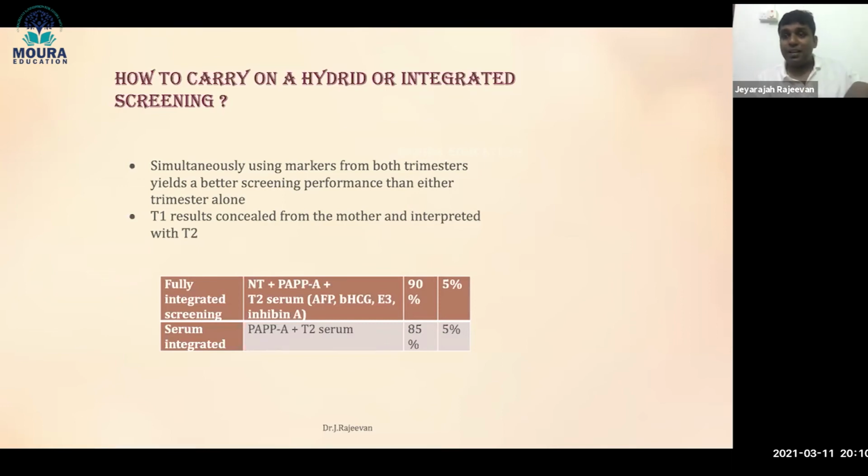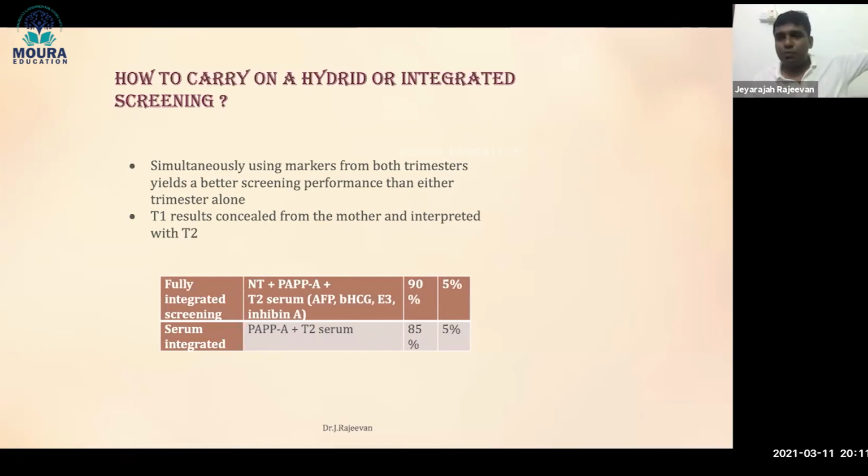Then what can I do? I can combine all these four. Then what will happen to my detection rate? If I combine parents, girlfriend, friends, and myself, then what will happen to the detection rate? When I am combining, it will be high.